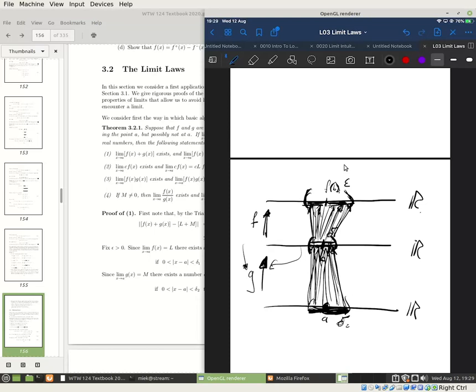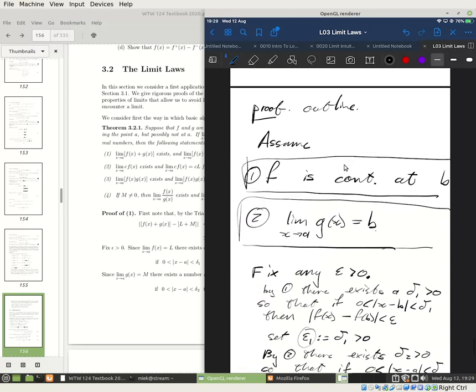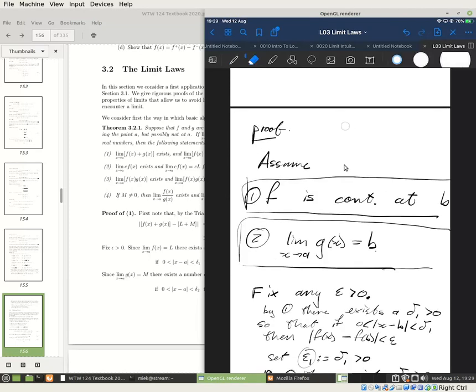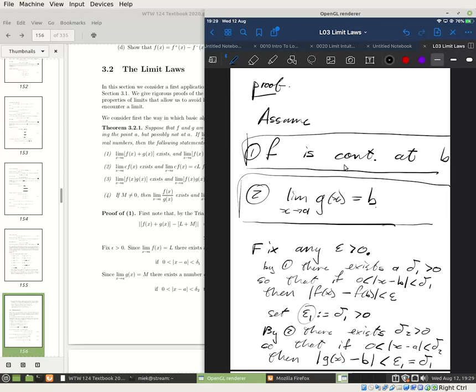And then we put everything together and we see everything in here, if we compose f with g, the composition of f with g maps everything in this interval into that interval. So let's go through our proof again. And this is now our proof for realsies. We assume that f is continuous at b, and we assume that the limit as x tends to a of g of x is equal to b.